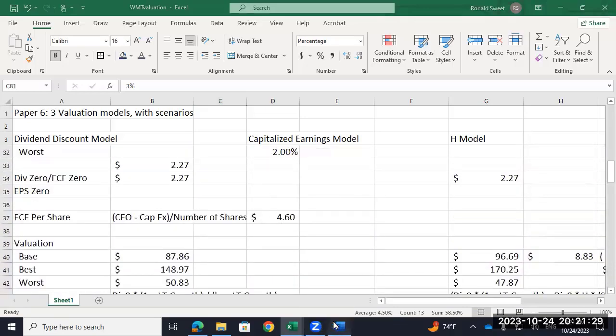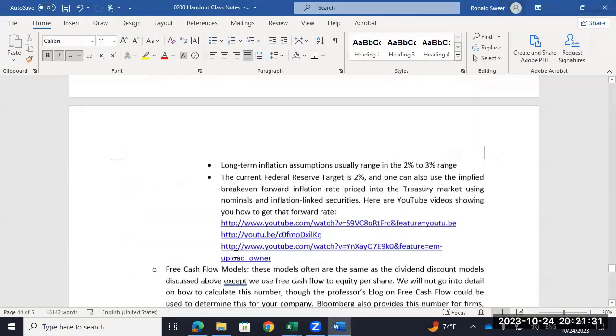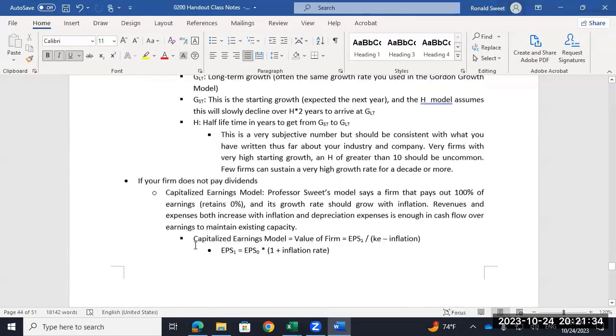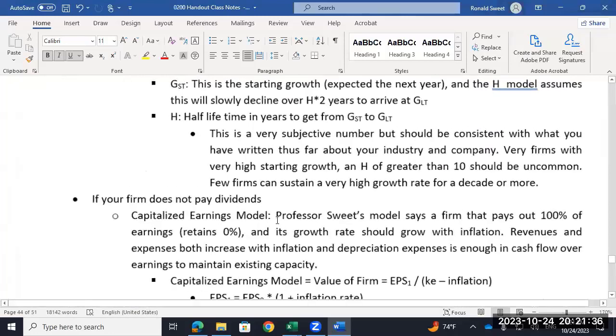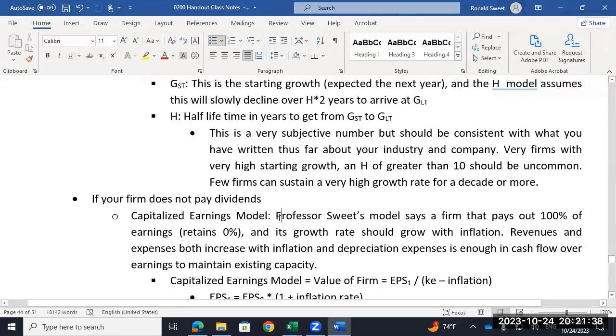Okay, capitalized earnings model. Let me just walk you through the scenario there. So this is my own idea. It's essentially saying, what's the value of the firm as is? No new growth, no expansion, just what's the value of this firm if they do nothing new? And so if that's the case, they just pay out all of their earnings as dividends. So their earnings per share is their dividend. And that's going to restrict their growth.